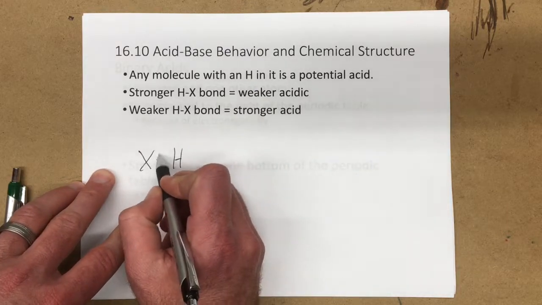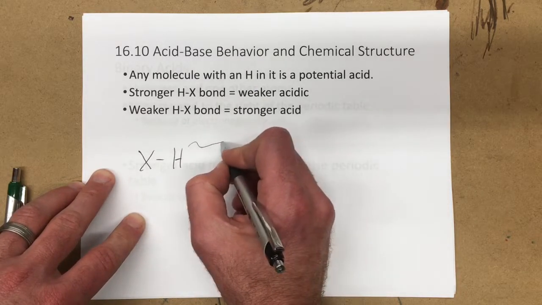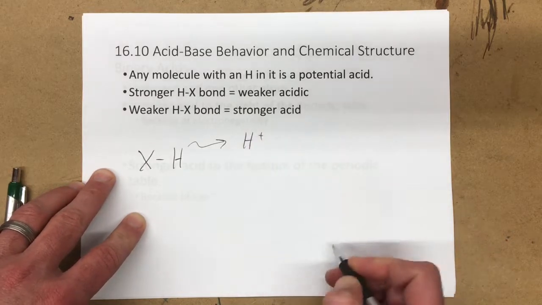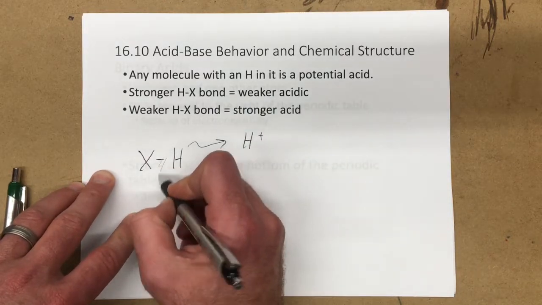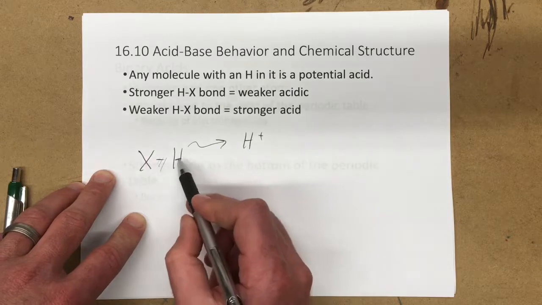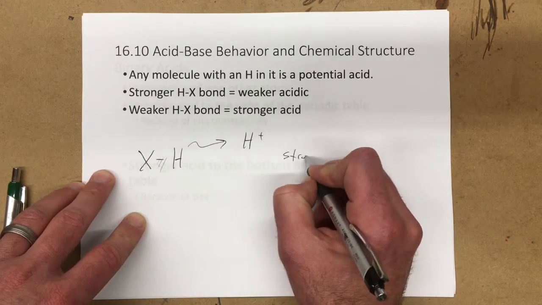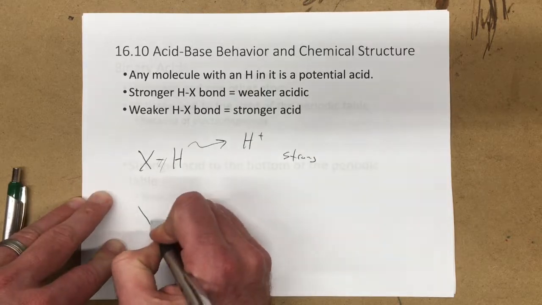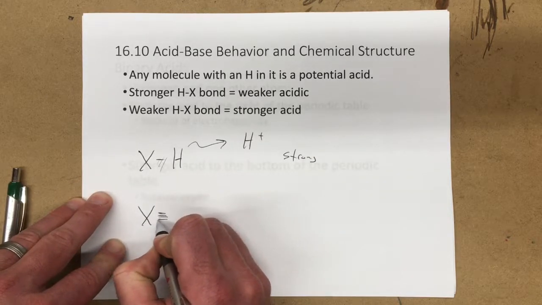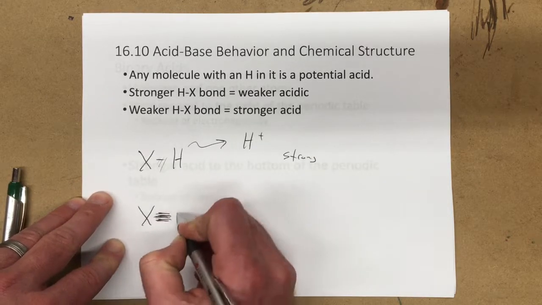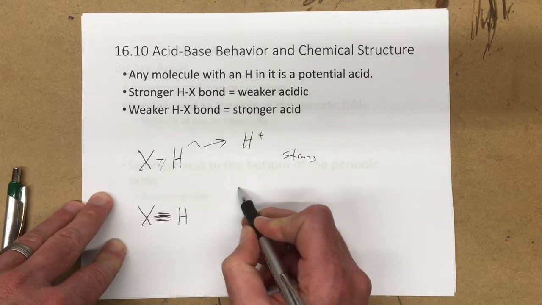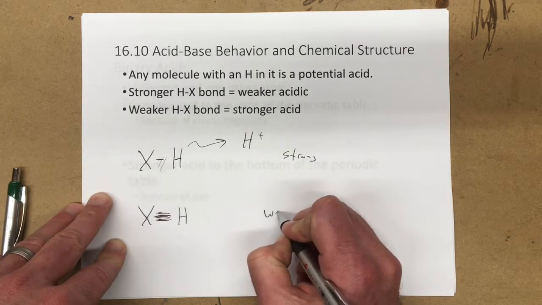So typically you're going to have something connected to hydrogen. And if this bond is really weak, then the hydrogen can be lost really easily and become hydrogen ions. So that's why if this is weak, if it breaks easily, then you can lose the hydrogen and it's a strong acid. But if this bond is really strong to hydrogen, then you can't lose the hydrogen as easily and it is a weak acid.